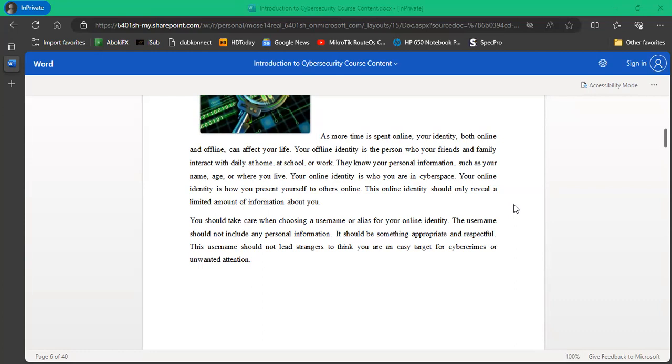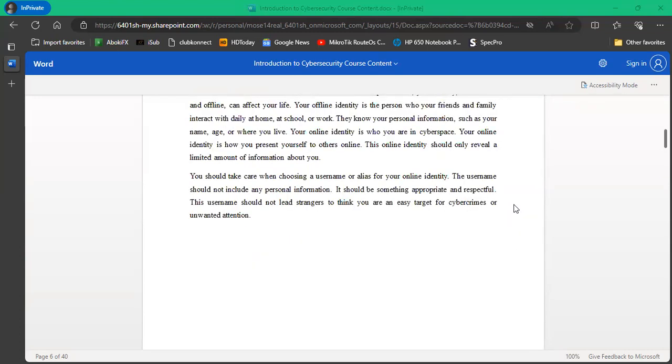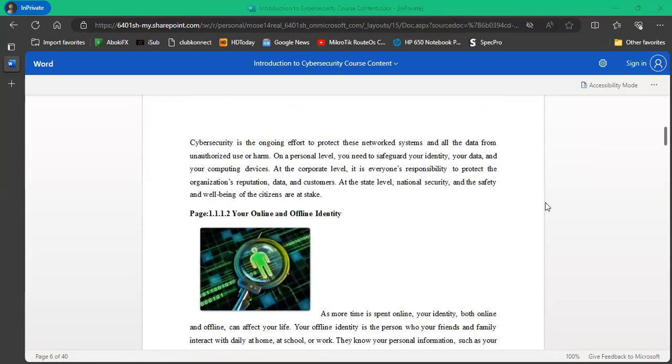Most people now, just by looking at their Facebook platform, you can tell everything about them, and they'll be vulnerable to a lot of scammers calling them, in fact, even describing every one of their details. So we should take care when choosing a username or alias for our online identity. The username should not include any personal information, and it should be something appropriate and respectful. The username should not lead strangers to think you're an easy target for cyber crimes or unwanted attention.